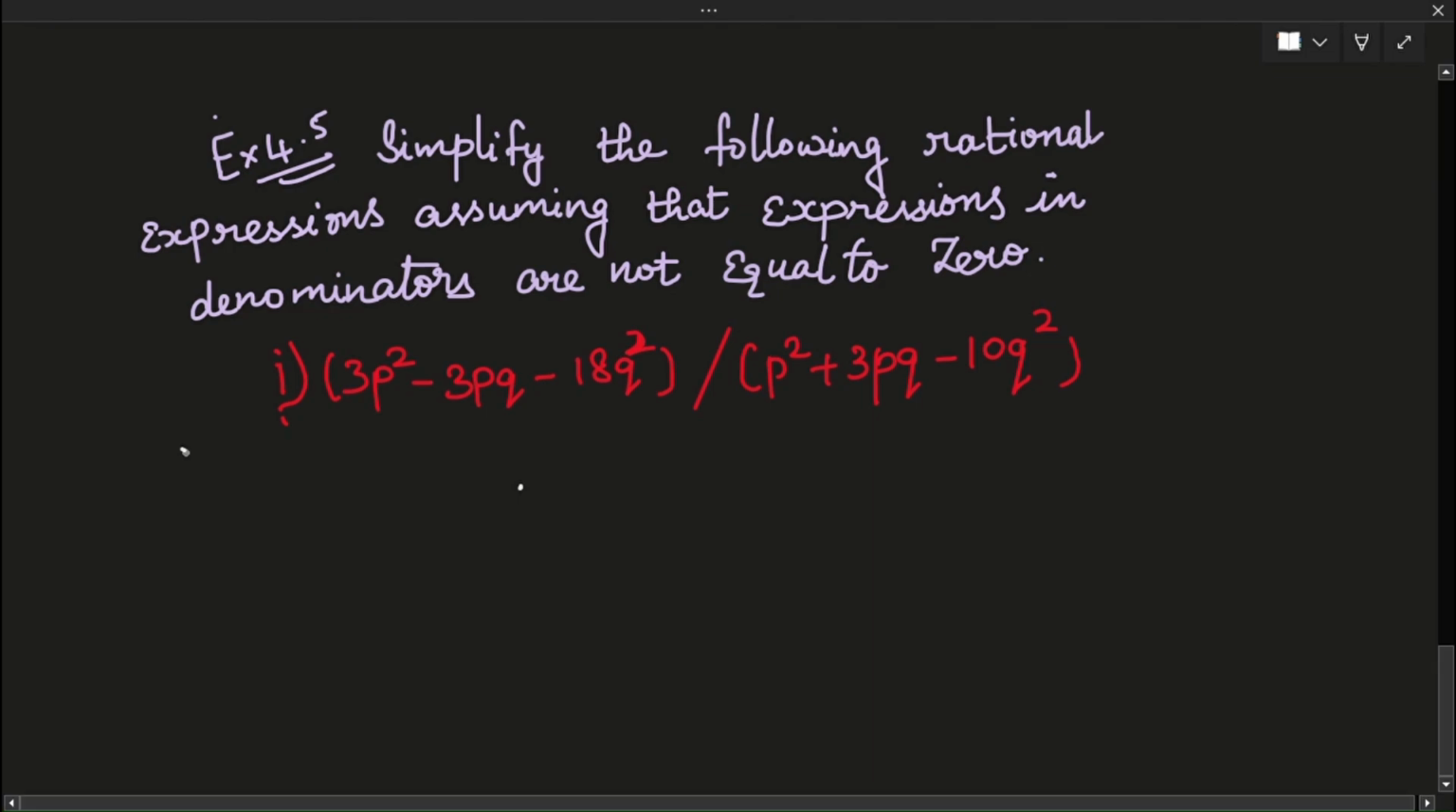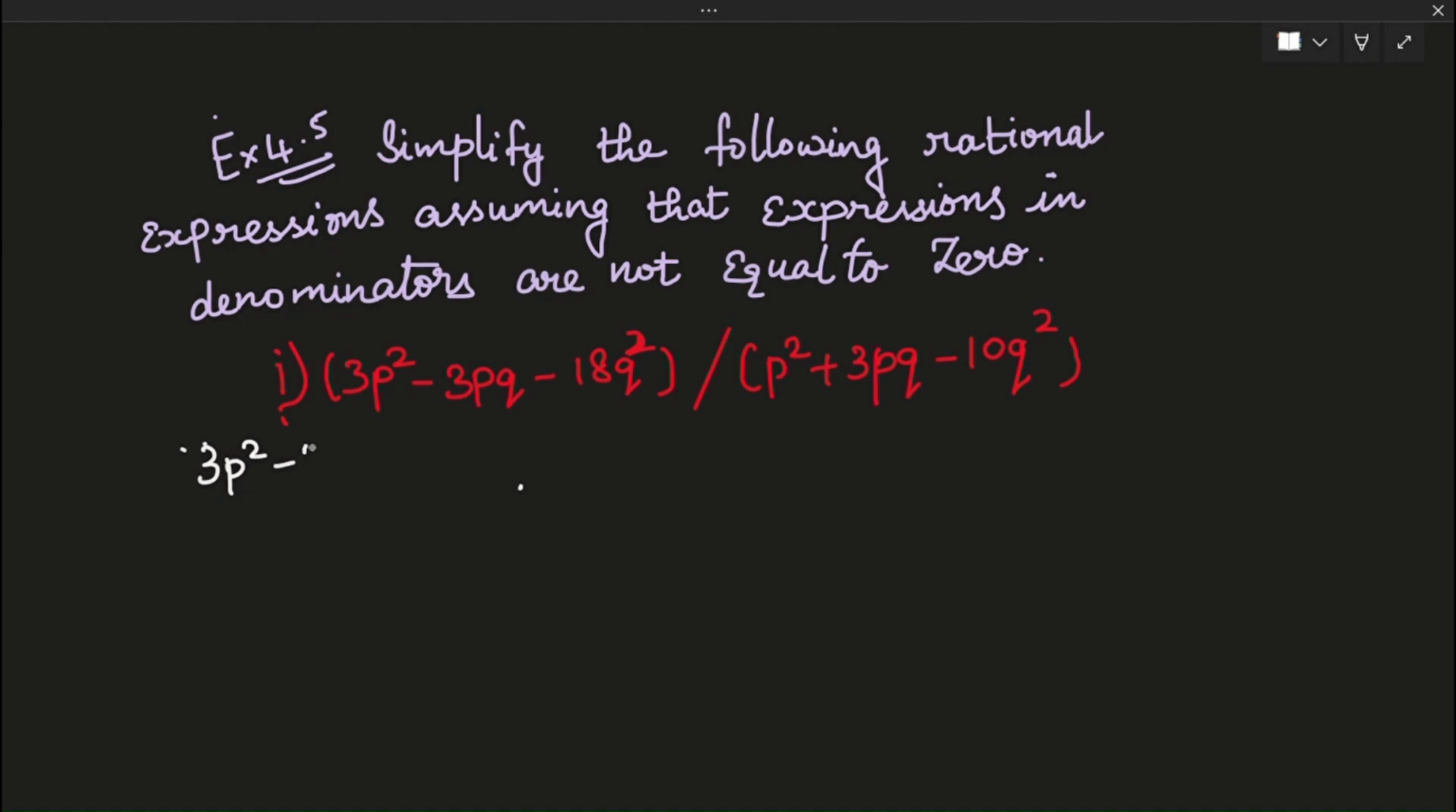Today we'll discuss class 9 exercise 4.5. Okay, here this is a question: 3p square minus 3pq minus 18q square. In this you can check 3, we can take it as common. So 3 will take as a common.